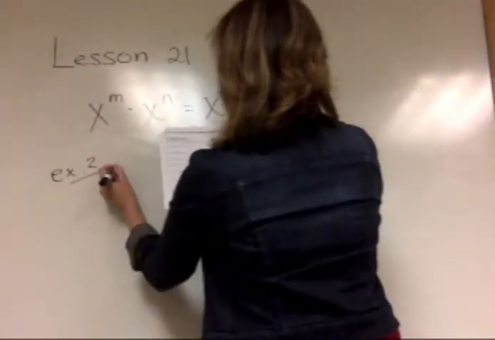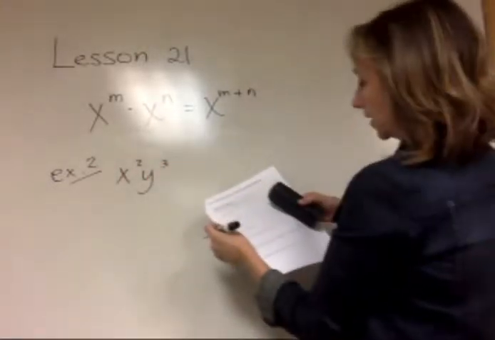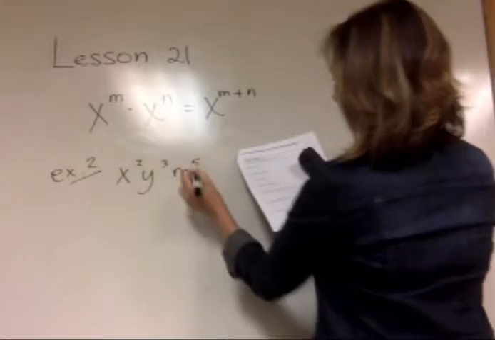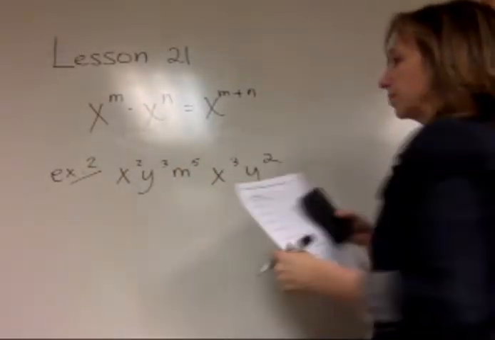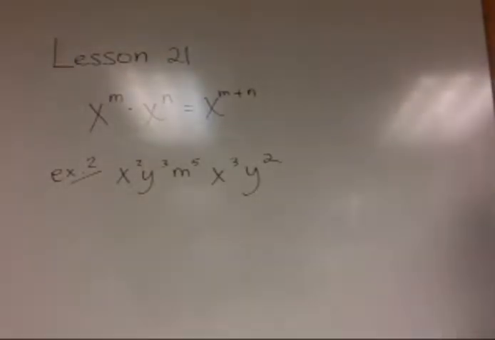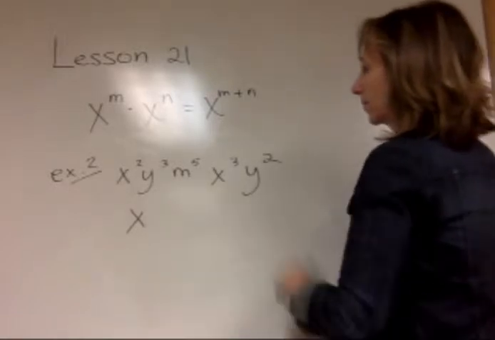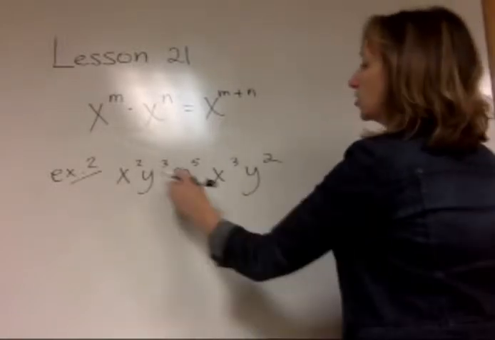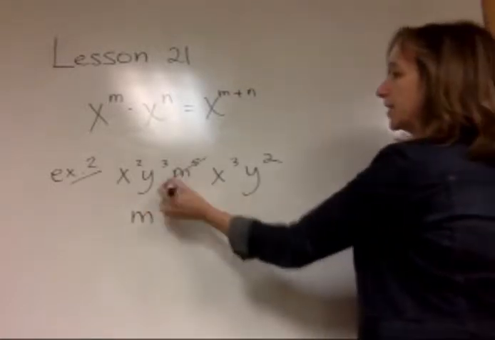Example 2, simplify. X squared, y cubed, is that a 3? Yeah. M to the 5th, x to the 3rd, y squared. Anyone want to take a guess on this one? Okay. M to the 5th, x to the 5th, y to the 5th. Okay, so you started with m to the 5th. You're going alphabetical, that's great.